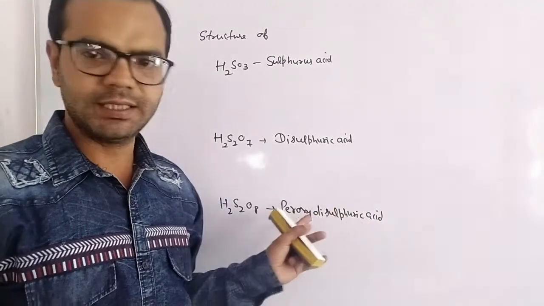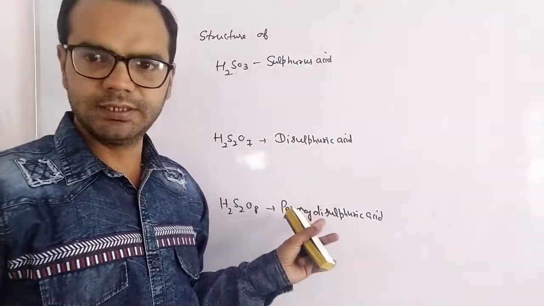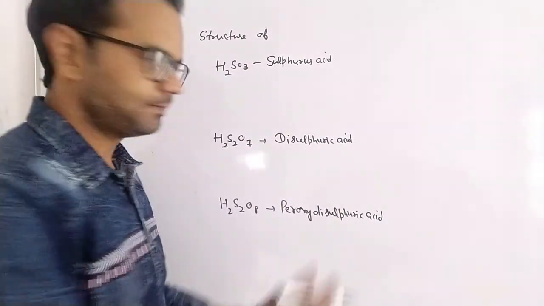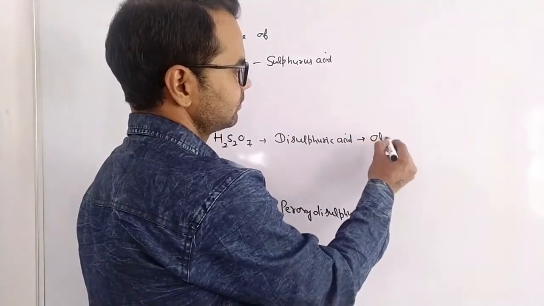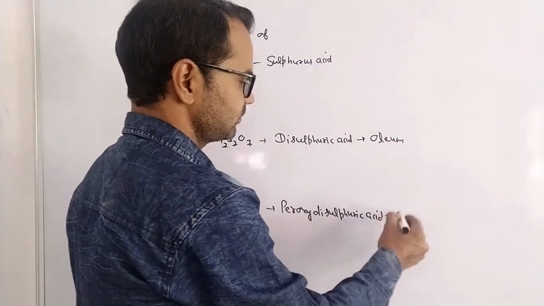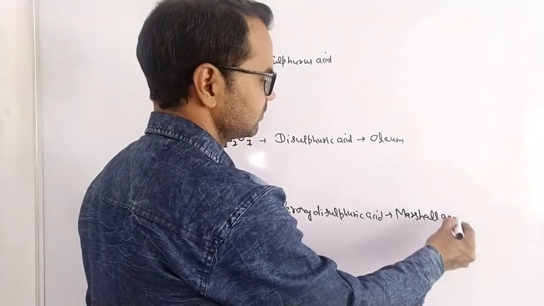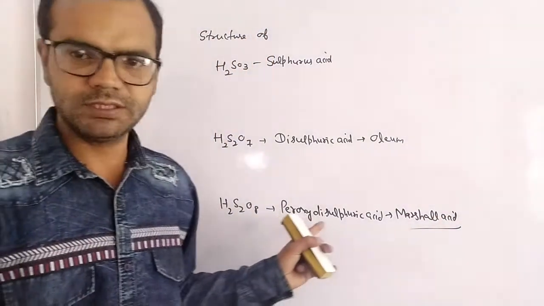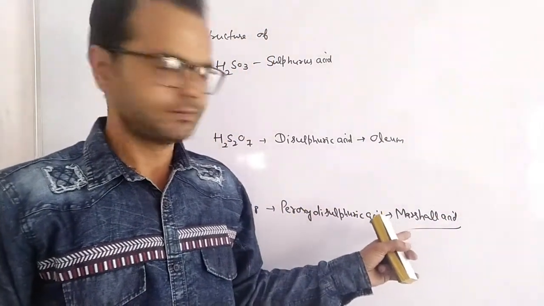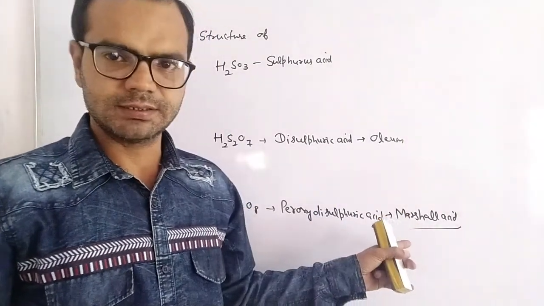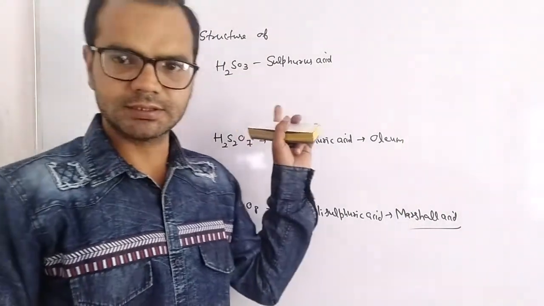disulfuric acid. As the name indicates, there will be a peroxy linkage. And disulfuric acid is also known as oleum. And peroxy disulfuric acid is known as Marshall acid. This is oleum and this is Marshall acid. Now we will discuss the structure.